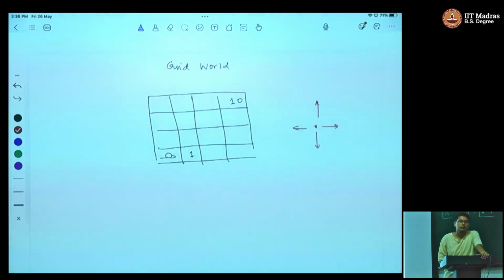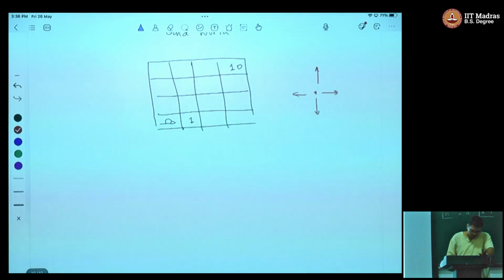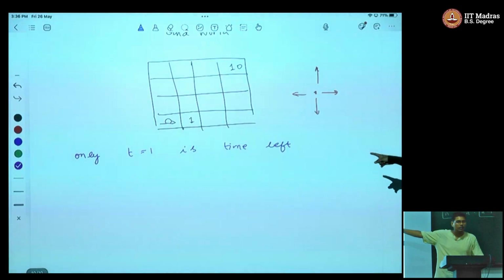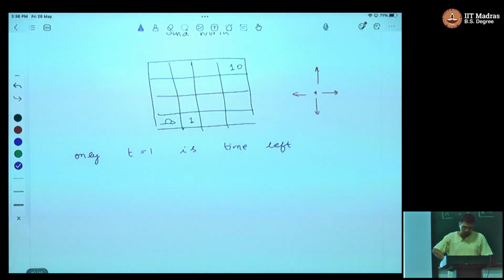Okay. Suppose I say that only t equals 1 step remains. There is only 1 step. T equals 1 is the time left. So what do you think the mouse should do? You will just go right, correct? You will just go right. T equals 2.